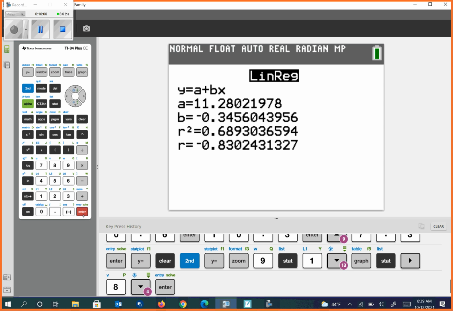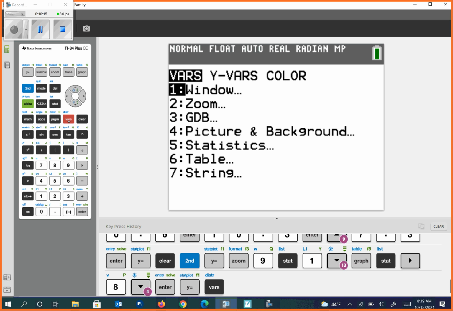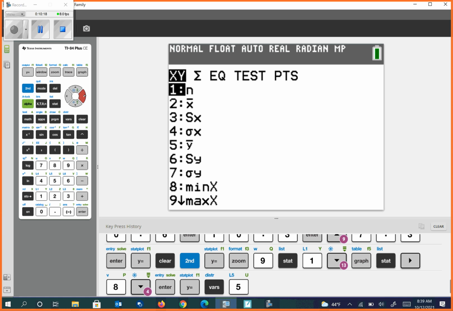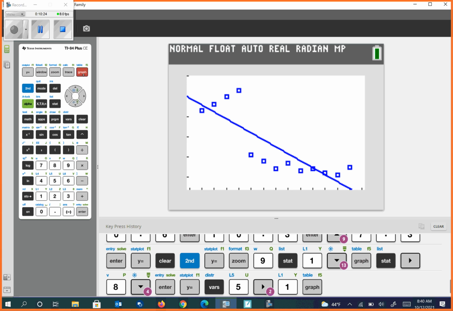apart by, what's the lowest unemployment rate? 7.1, and the highest is 11.3. So from 7 to 11, you're not talking about a huge amount of unemployment. You go into y equals, vars, statistics, and then over to equation. You can plot that and take a look at it.